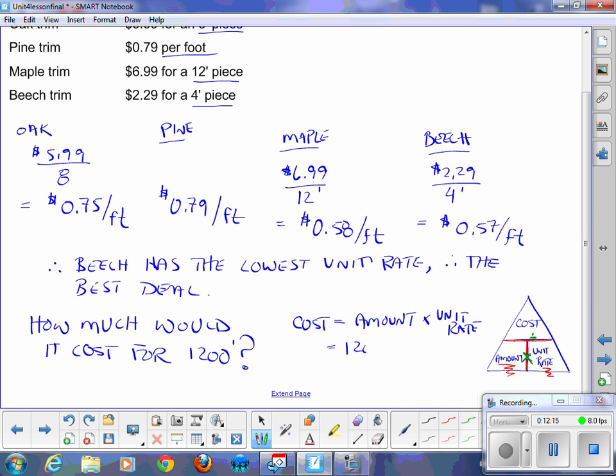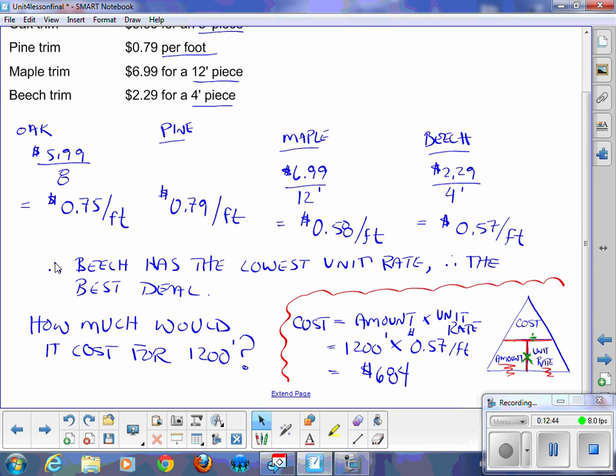So I want 1,200 feet of the beech trim, and we calculated it to be $0.57 a foot. So when you punch that through the calculator, we already know the operation from the triangle. It's going to cost $684 for the trim. So just a bit of an extension. This is all extra here, but it might come up in the homework. The triangle tells you what operations to perform and so on. If you have any questions with the homework, please make sure you come and ask. Very important because you're going to be using these skills for the project.